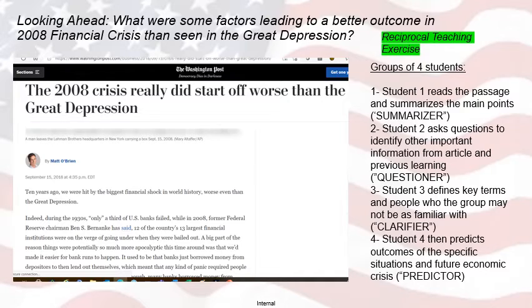The first student would read the passage and just summarize the key points. The second student's job would be to ask questions to try to clarify things that aren't clear, or maybe other important information from the article, and at the same time trying to harken back to what we learned during the Great Depression article to be able to apply that forward. The third student, or the clarifier, would be charged with going through and taking terms like Benjamin Bernanke or terms and folks and saying who they are and what the Federal Reserve person does, and maybe some of the other industry specific terms, and having those identified. And then the fourth student would really just predict.